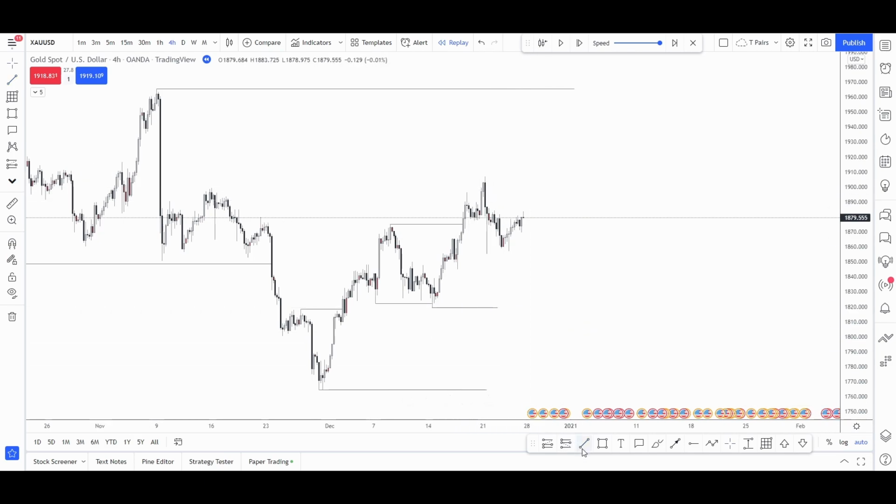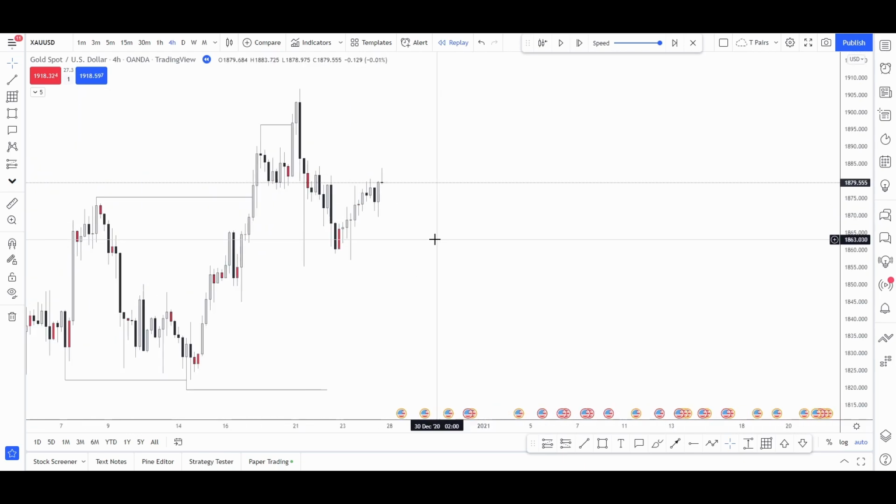Then we get a move up. What have we got? We have got a clear pullback there, so a spike up. It's clearly reacted to something over here. Move down. Let's zoom in a bit.